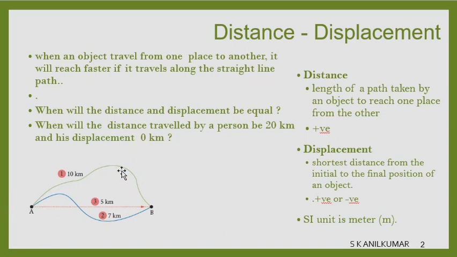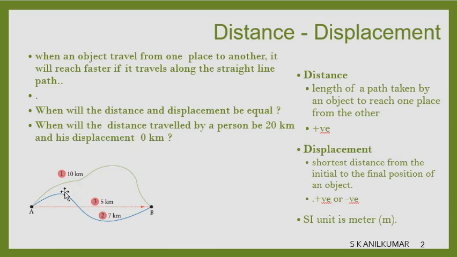So this is called the distance traveled, while this is the displacement. A to B is the displacement when it is the shortest straight line distance. But the path that you take will make you move a longer distance, and that is called the distance traveled. So this is the difference between distance and displacement. The length of the path taken by any object to reach from one place to another is the distance.